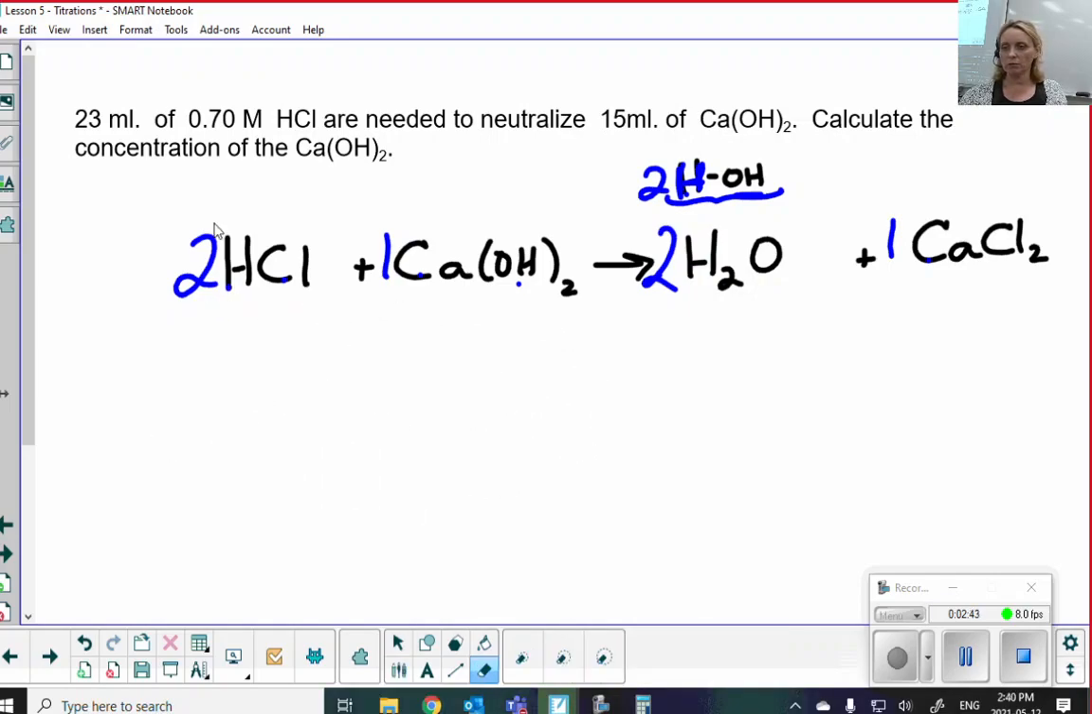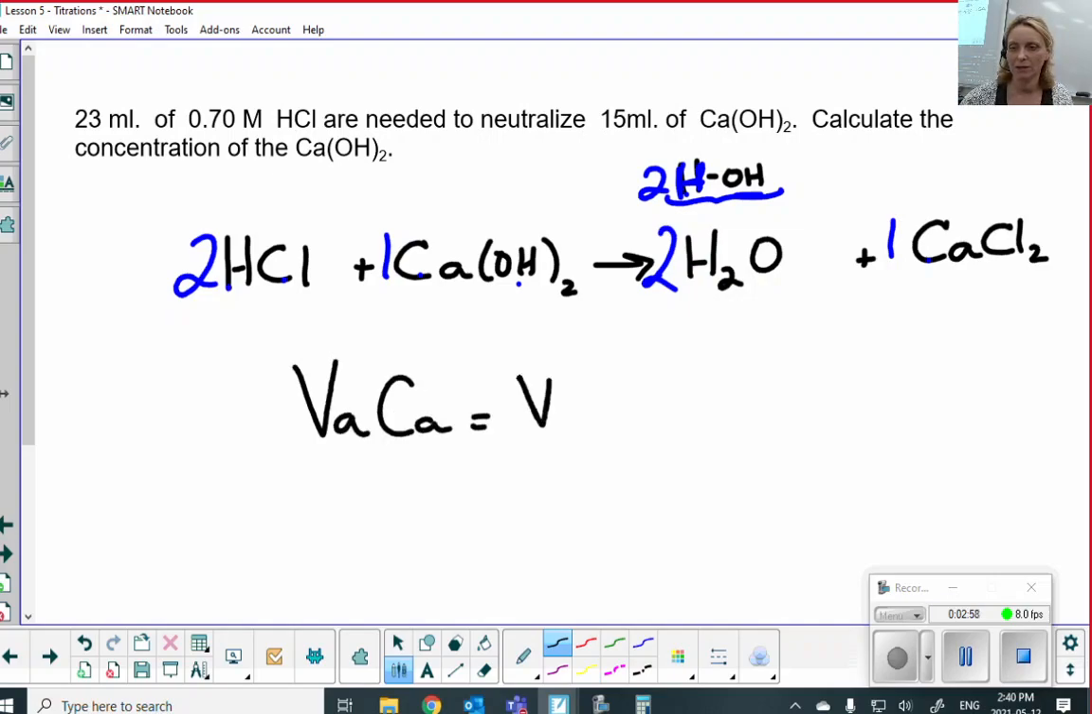Normally we wouldn't write the number 1s in chemistry, but I want us to be aware that there are balancing numbers there as well. Our next step, whenever we have a titration calculation question, is to write our formula, VACA equals VBCB. So we're going to have the volume of the acid times its concentration is equal to the volume of the base times its concentration.